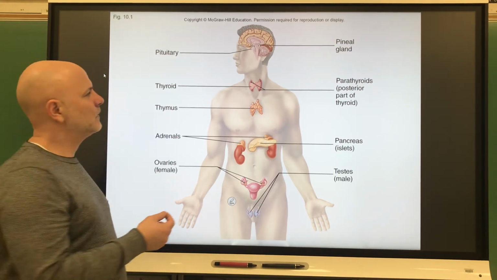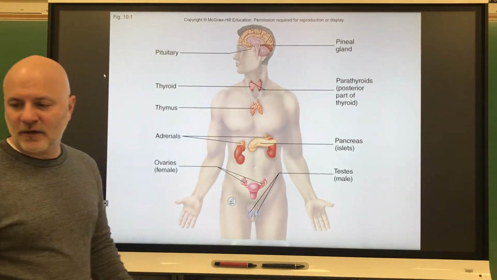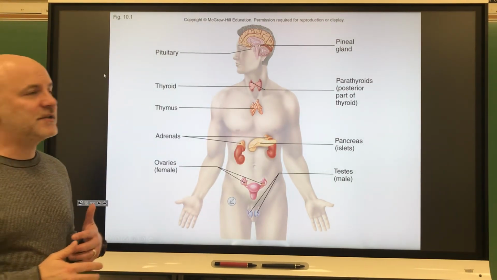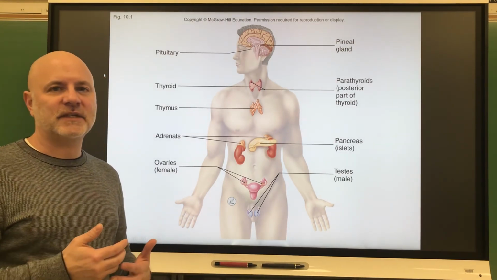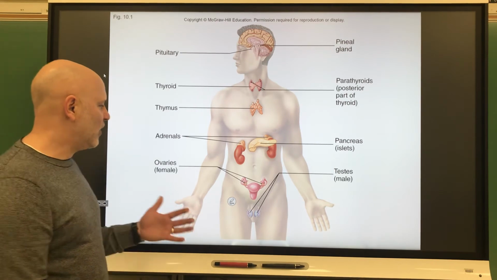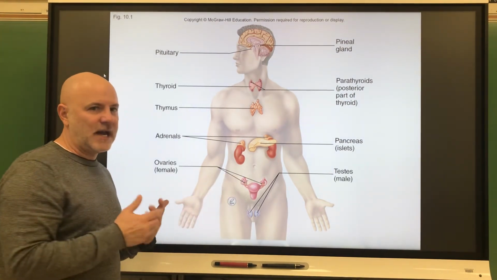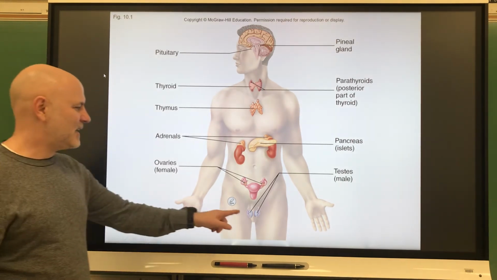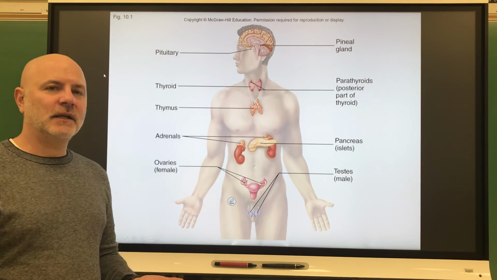Next is the thymus gland. This is showing the thymus gland there. Our thymus gland produces thymosins, which cause the production of cells called T lymphocytes, which are immune cells. Lastly, our reproductive organs. The ovaries are going to secrete estrogen and progesterone, and the testes are going to produce testosterone. We'll talk about those hormones later this semester.